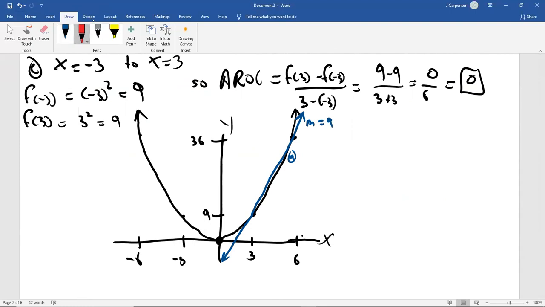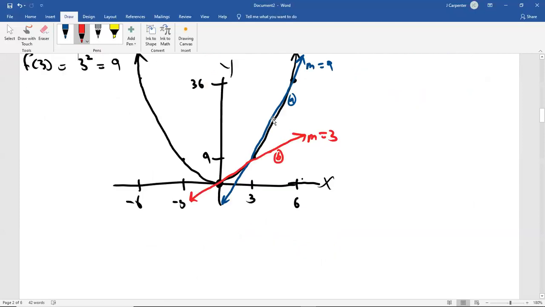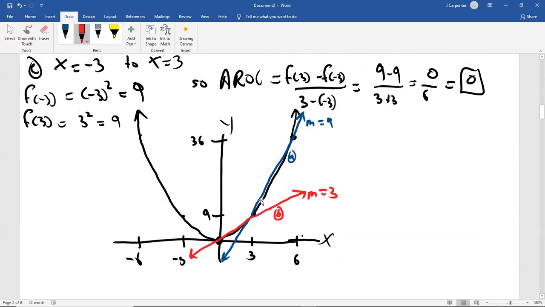Now in red, I'll do B, which was going from 0 to 3. So if you connect these 2 points, you can see that we still have a positive slope. This is B's secant line, but it is definitely smaller. It's not as steep. It came over the slope of 3. So we can see that the secant line going from 3 to 6 is a larger number. We can see visually it's steeper. Larger number, steeper. Smaller number, less steep.